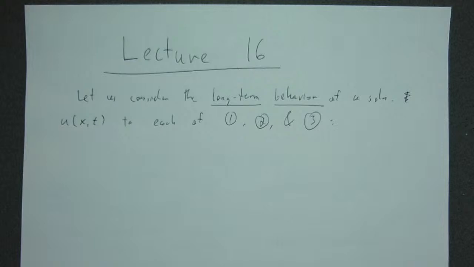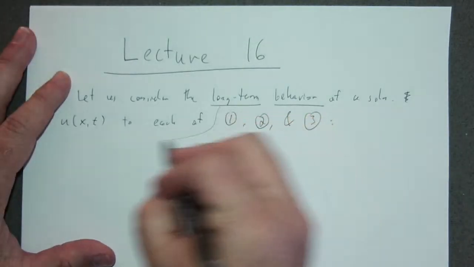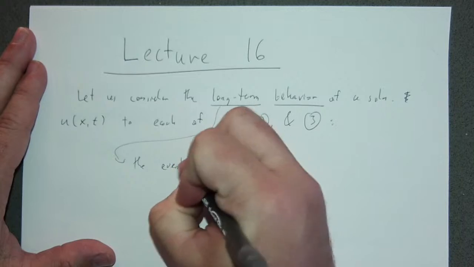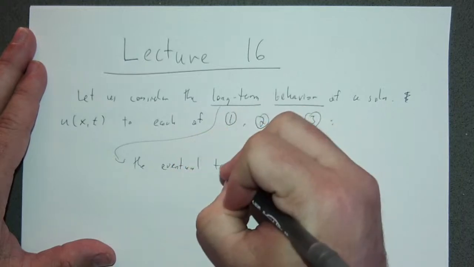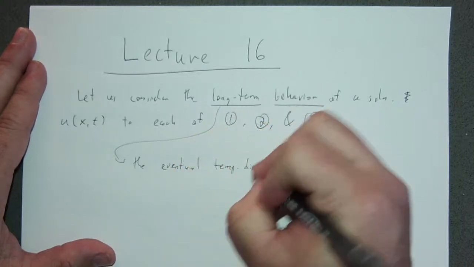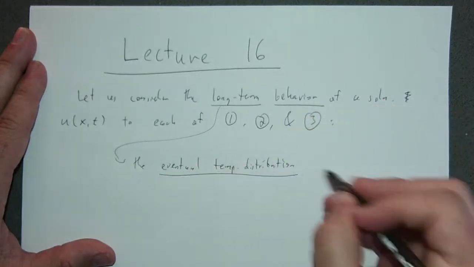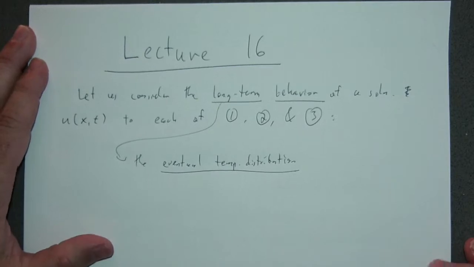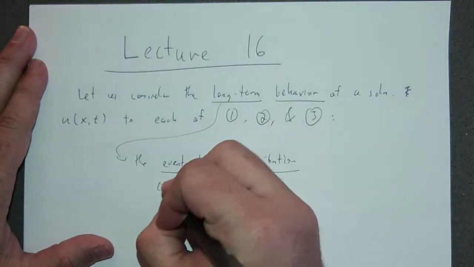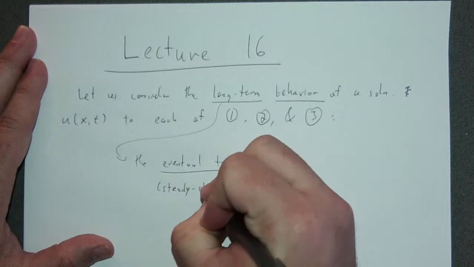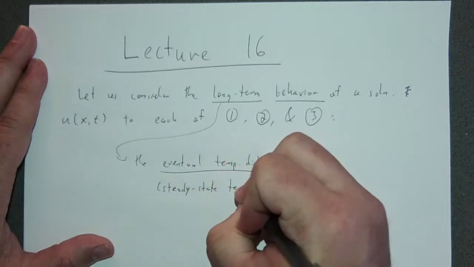Well, this is like the eventual temperature distribution, right? So, i.e., what I want is the eventual temperature distribution, or another way of saying this is the steady state temperature distribution.